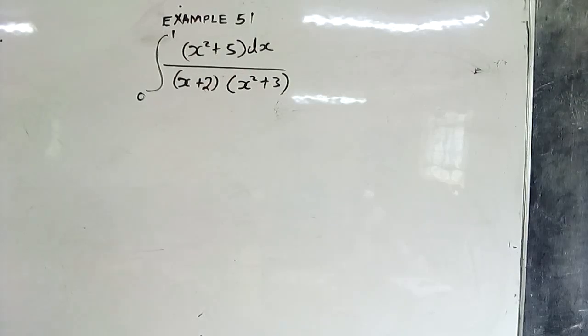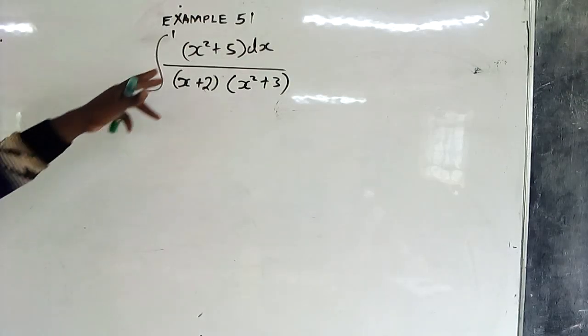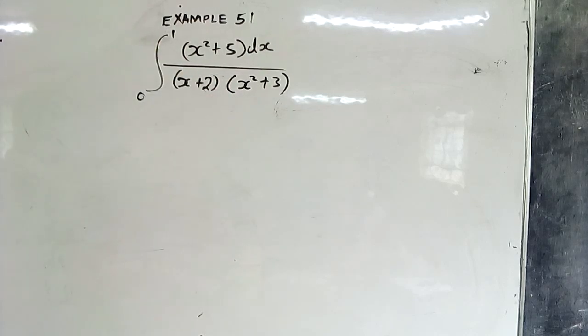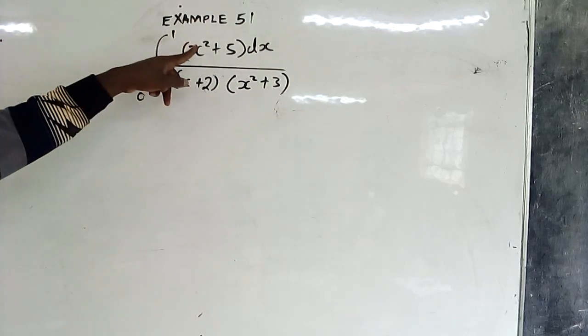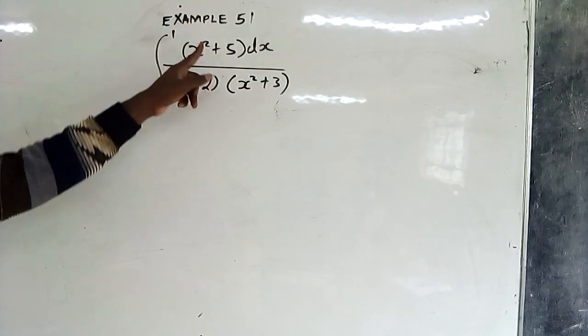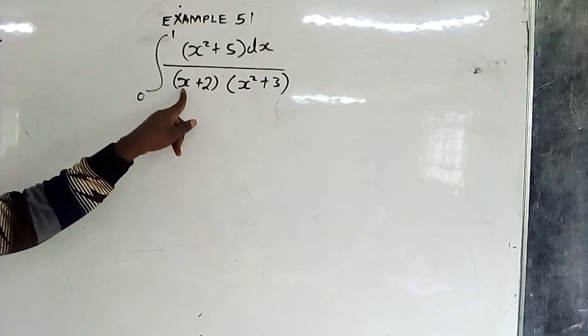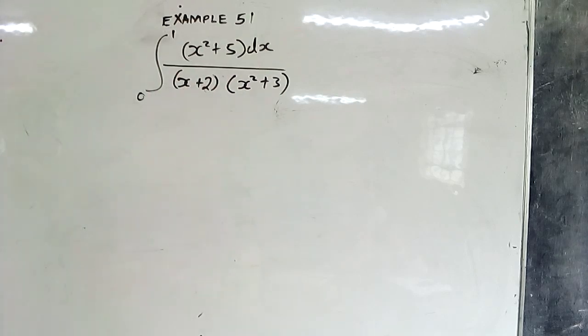Example number 51: you'll be told to evaluate the integral of (x squared plus 5) dx over (x plus 2) times (x squared plus 3). Here you can see the highest exponent of the polynomial in the numerator is 2. The highest exponent of the polynomial in the denominator is 3, because x times x squared is x to the power 3. Have you seen? So you can resolve it into partial fractions.